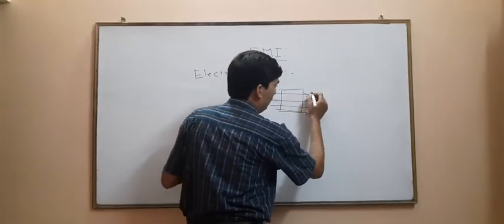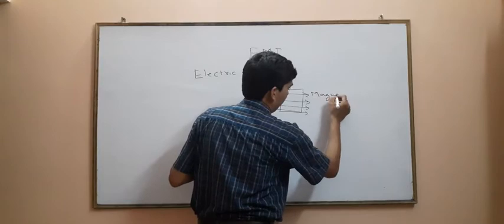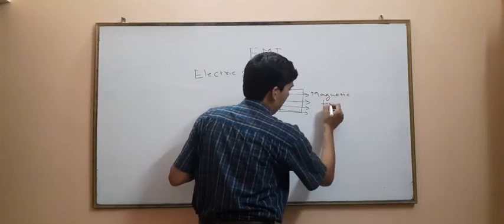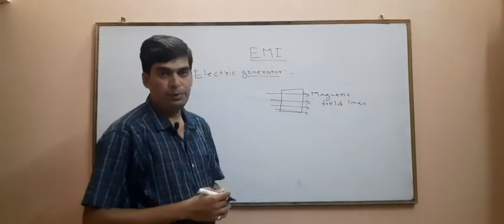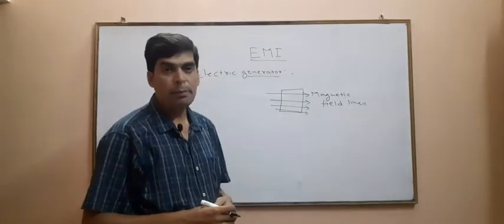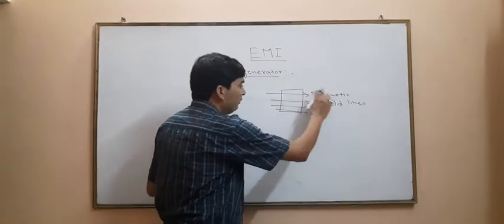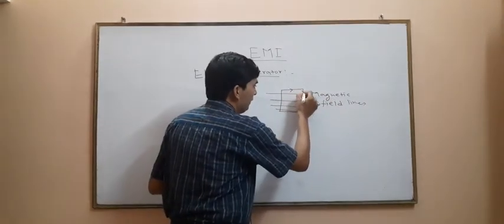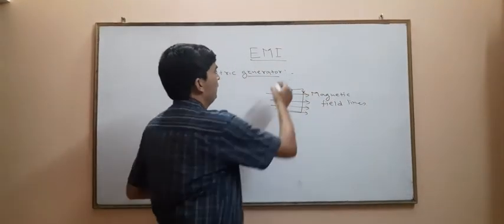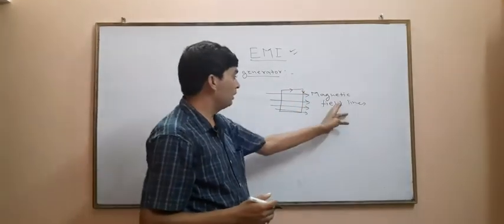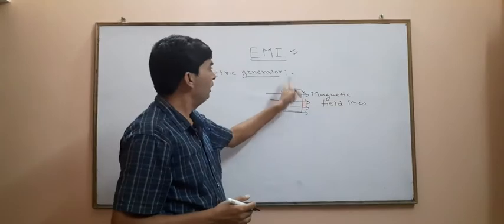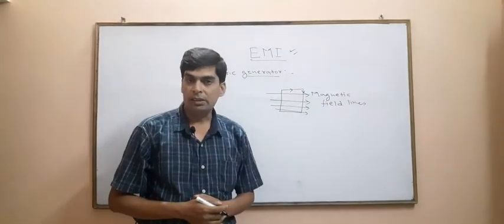These lines are magnetic field lines, which you have seen in our first video of this magnetism chapter. So a changing magnetic field will induce current in this circuit, and this phenomenon is due to EMI, electromagnetic induction. A changing magnetic field produces induced EMF, and that is known as electromagnetic induction.